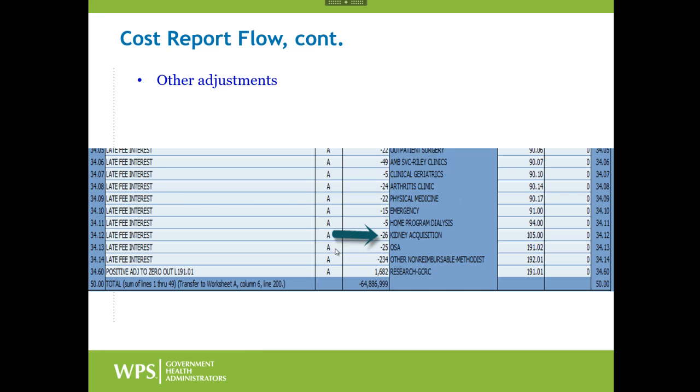There might be some other adjustments. Late fees are not allowed, just like penalties are not allowed. So kidney acquisition, that was pulled out, $26.